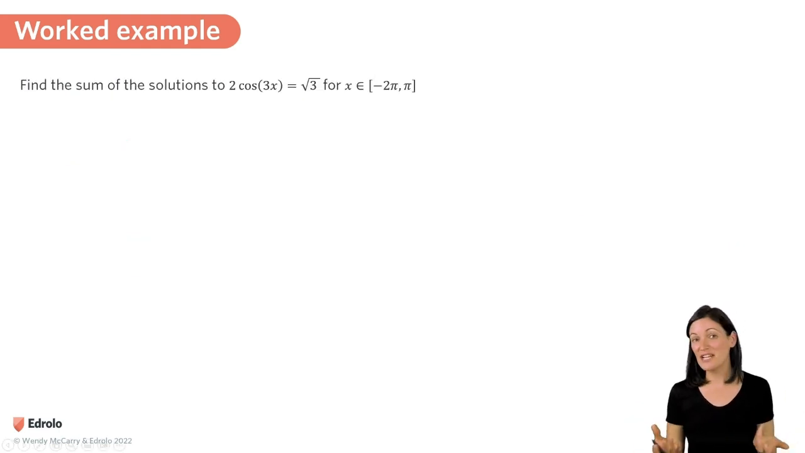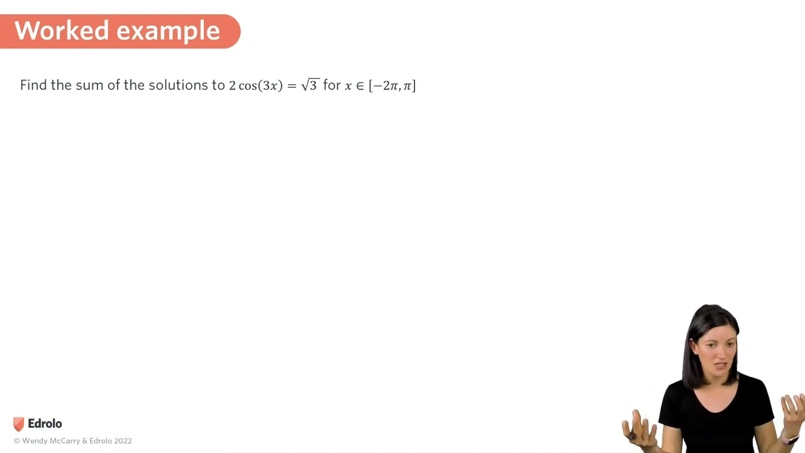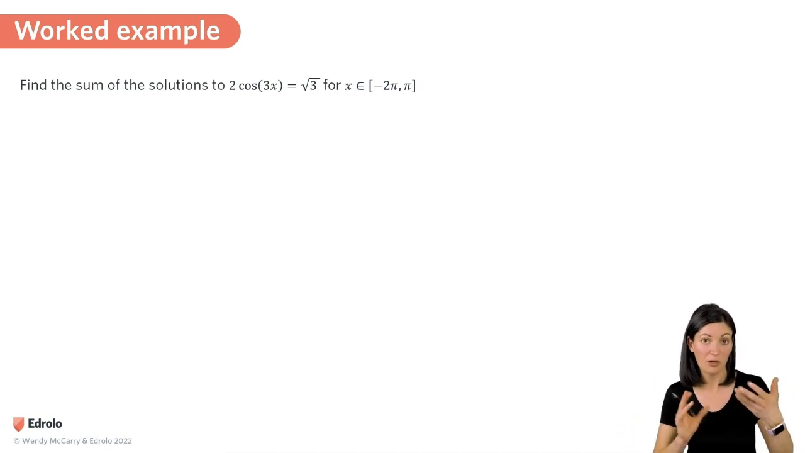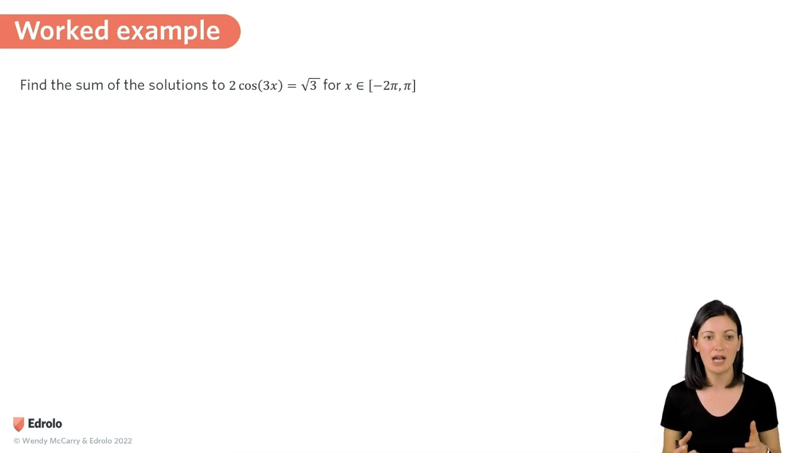Okay, this is the kind of question that VCAA like to put on the calculator paper. And instead of just asking you to find the solutions to the equations, they put a little twist in there. So find the sum of the solutions to 2 cos of 3x is equal to root 3 within that given domain. So I'm going to show you how you can do this on your calculator fairly quickly.